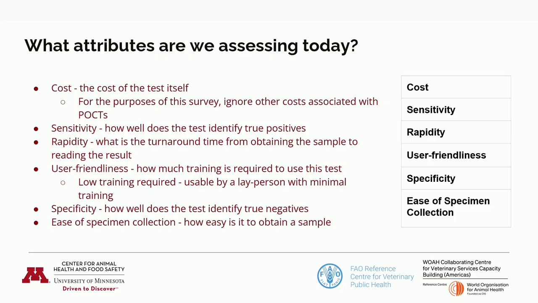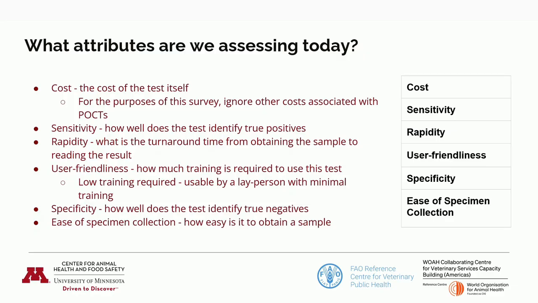So today, for our shorter analysis, we are only assessing 6 attributes. Cost, which is the cost of the test itself. For the purposes of this survey, we ask that you ignore other costs associated with point-of-care tests, such as cost of refrigeration or transport, just the actual cost of each test per animal. Sensitivity, how well does this test identify true positives? Remember, if you have a low sensitivity, you have a higher risk of false negatives.